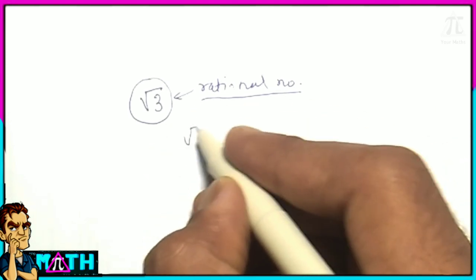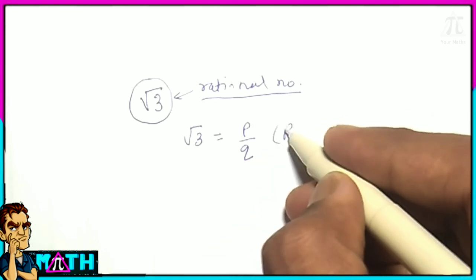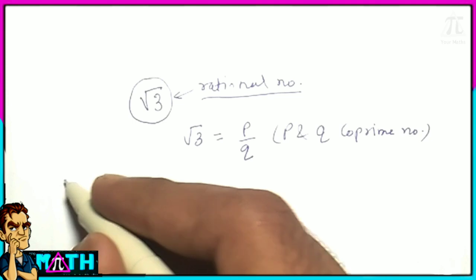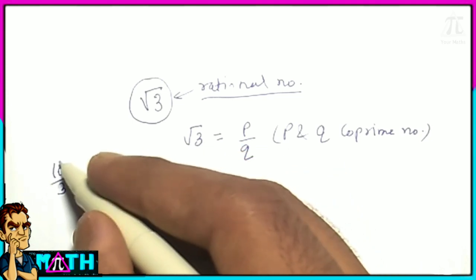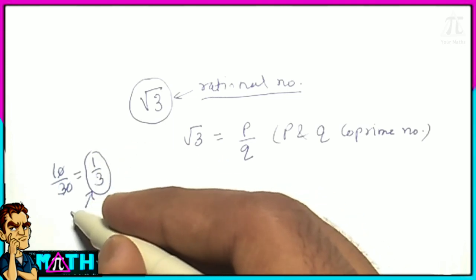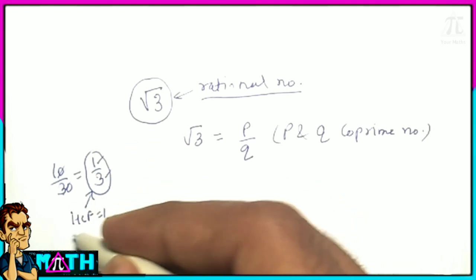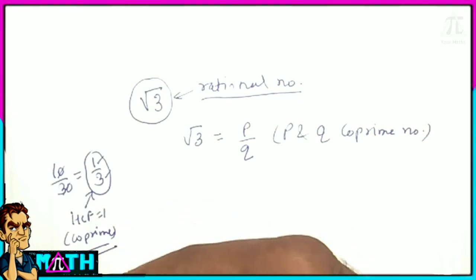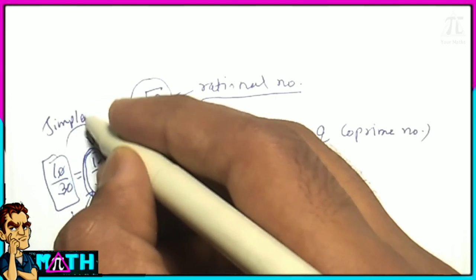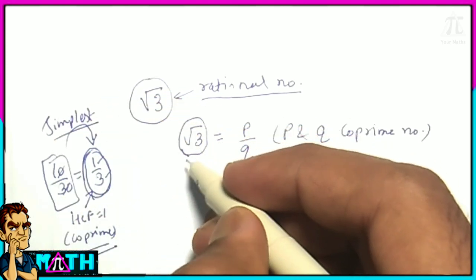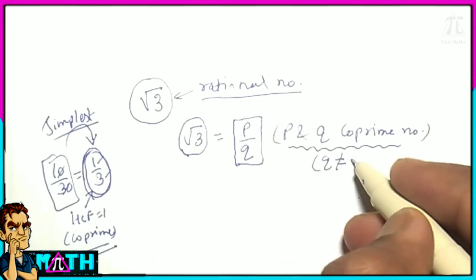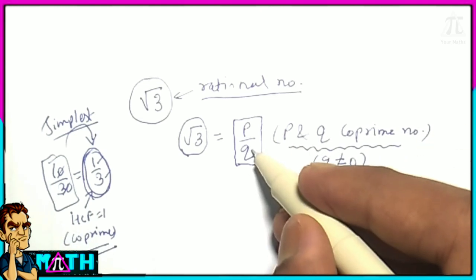So if root 3 is a rational number, then I can write root 3 in the form of p by q, where p and q are co-prime numbers. But why are p and q co-prime? If I have any rational number, let's say 10 by 30, then I can simplify it as 1 by 3, and now I can't cut it down further. Their HCF is 1, which means they are co-prime and have no common factor. That means I can always represent a rational number in its simplest form, where it can't be divided further, and that's what I have done here by taking p and q co-prime. Also q is not equal to 0, because if it becomes 0, then the fraction becomes undefined.